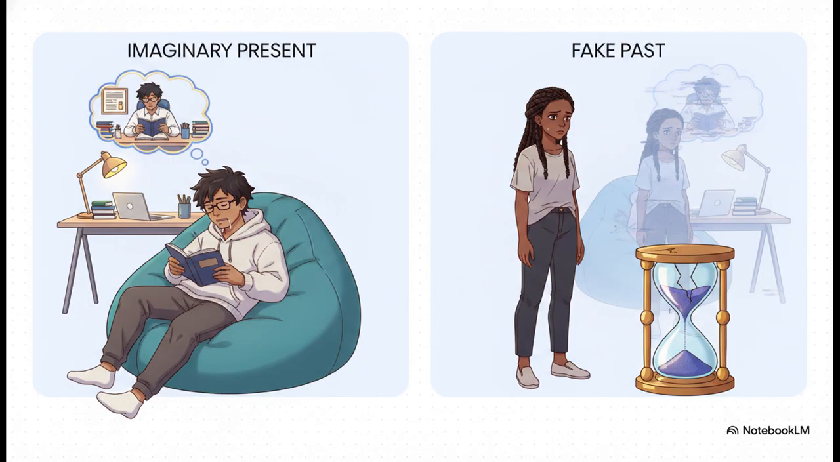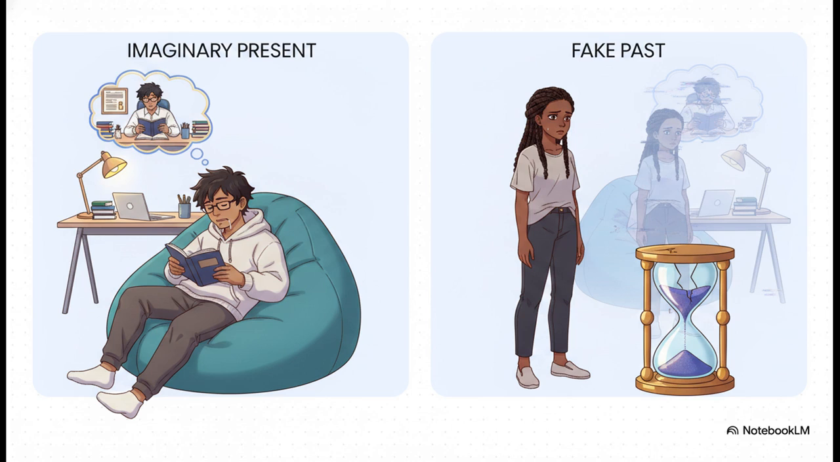But here is where things get really fascinating. We're shifting into the completely unreal. The second conditional explores an imaginary present. It uses the past simple plus would. If I studied, I would pass. The implication here is that I'm not studying right now, but I'm imagining a universe where I am.